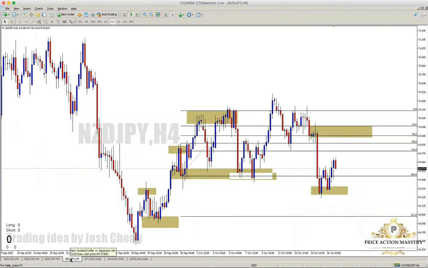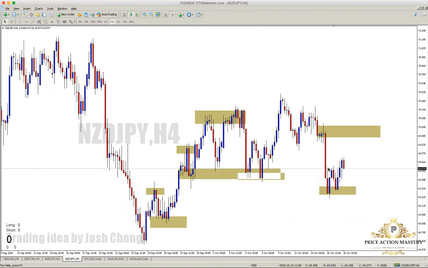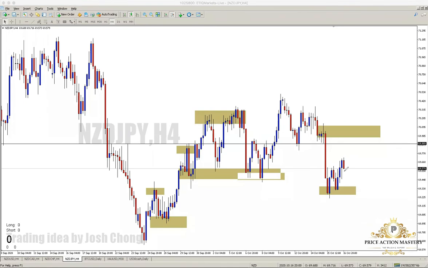Then New Zealand Yen. New Zealand Yen is basically still in a downtrend entirely. If the market retraces, I'm seeing that it goes to this area, and from this area we're going to drop.